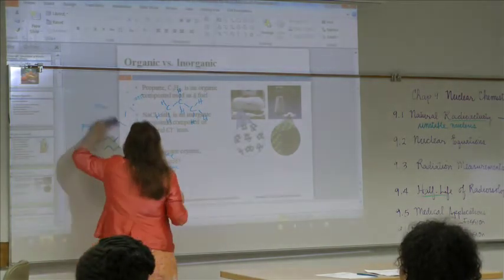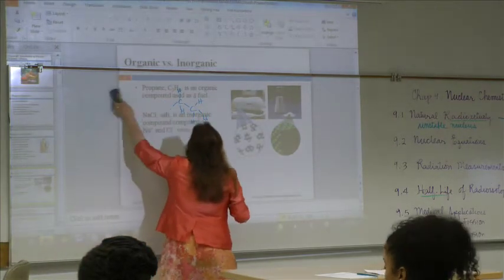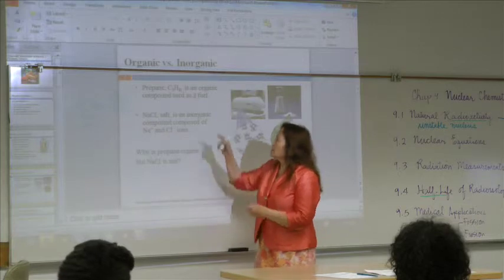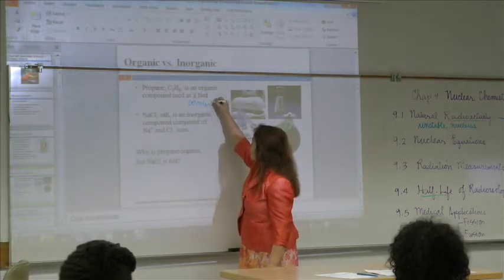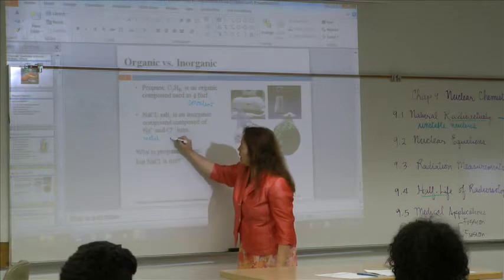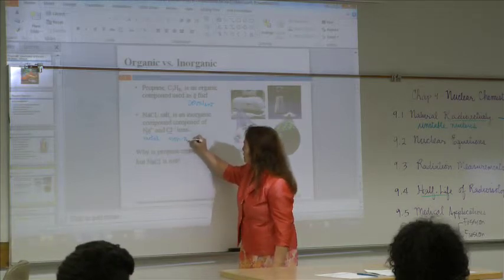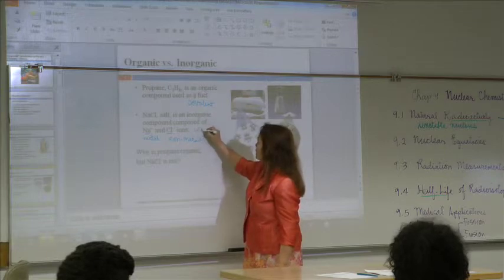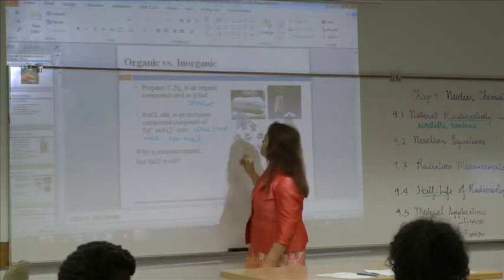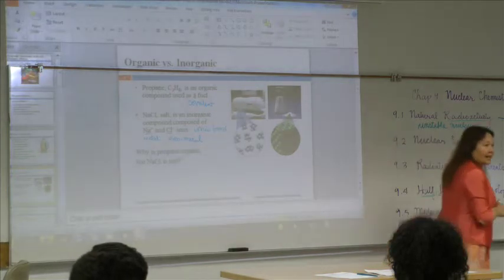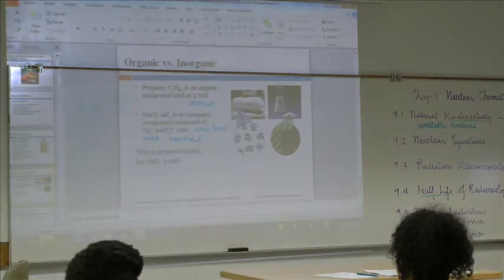Okay, so I'm going to erase this. And so we learned that in chapters 1 to 8, we learned about inorganic compounds. So this one has covalent bonding. This one, Na+ and Cl-, so you have a metal and then a non-metal. So ionic bonding, right? Pretty interesting, right? Why is propane organic and sodium chloride not? Because of the type of bonding, right? One's covalent, one's ionic.